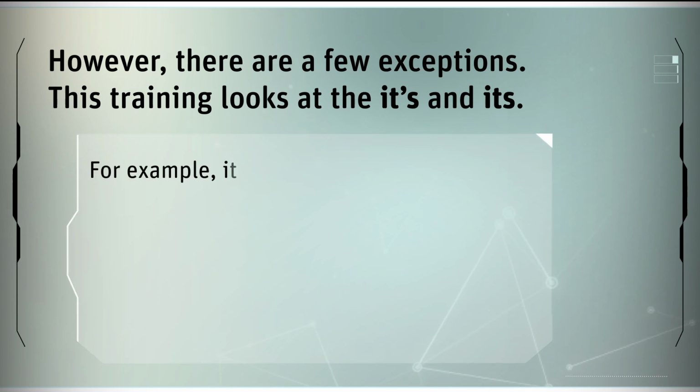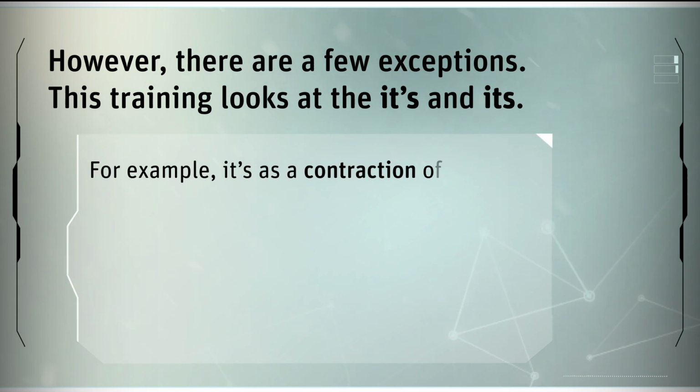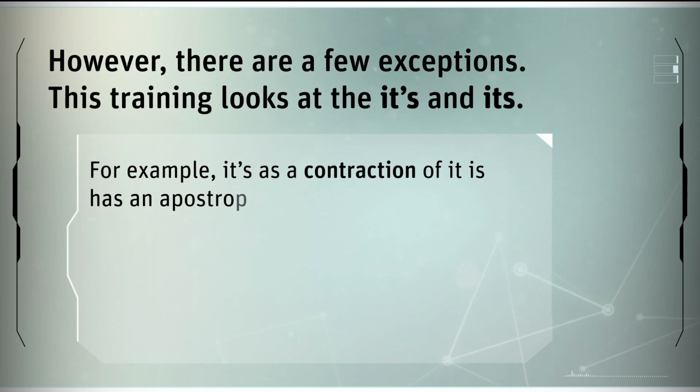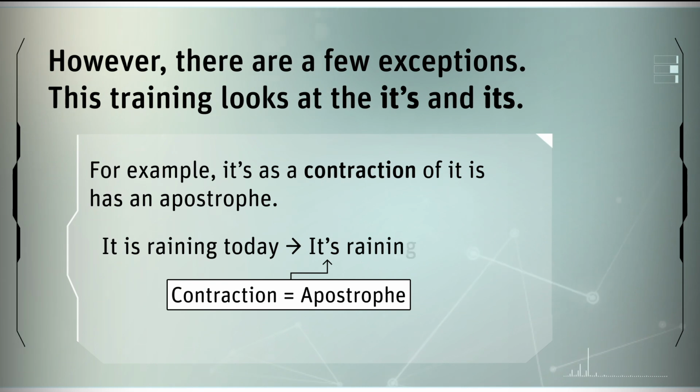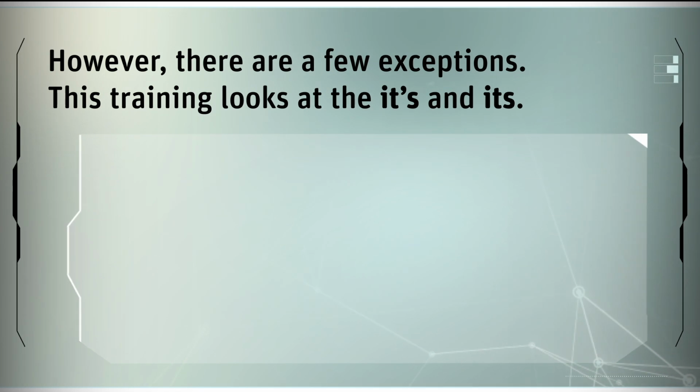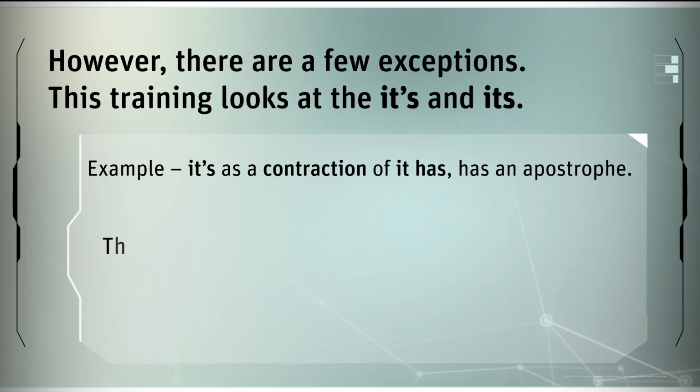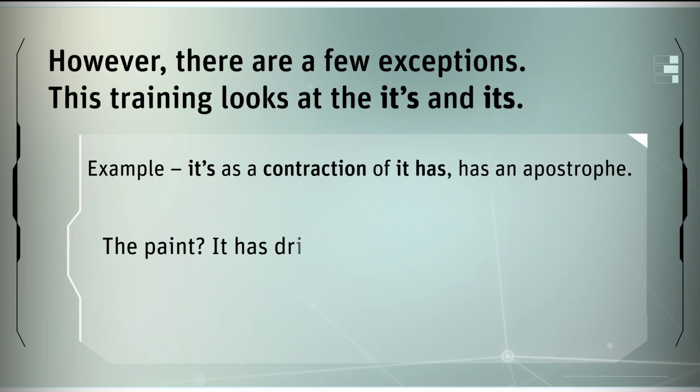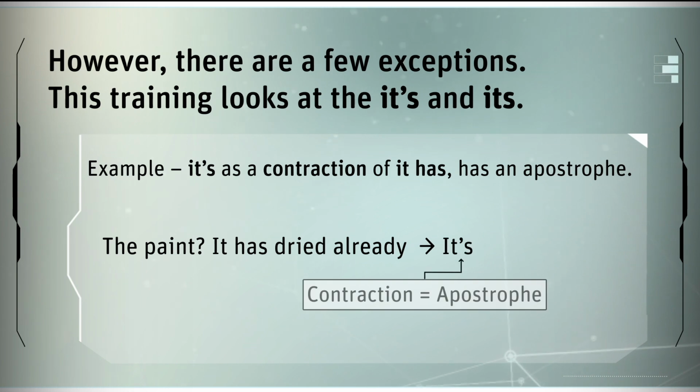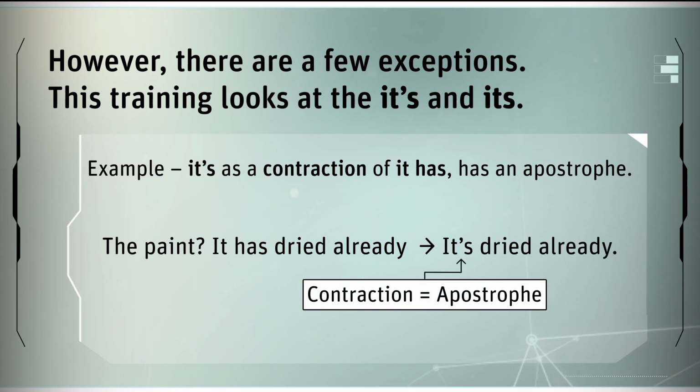For example, when it is becomes a contraction, it has an apostrophe. It is raining today becomes it's raining today with an apostrophe. In this sentence, the paint it has dried already. It has becomes it's dried already. An apostrophe is inserted as the words it has have been contracted.